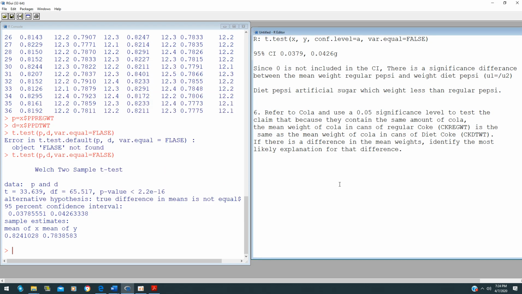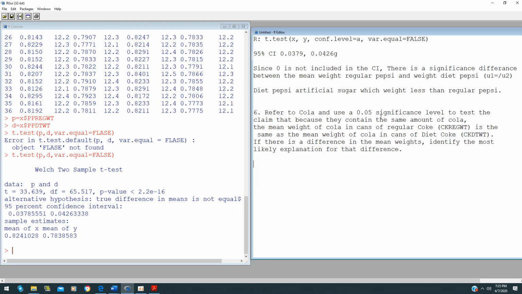This is 9.2, doing hypothesis testing and confidence interval for a population mean with two population mean independent samples case. So this is question 6. Refer to COLA and use a 0.05 significance level to test the claim that because they contain the same amount of cola, the mean weight of the regular Coca-Cola is the same as the mean weight of the diet Coca-Cola. And then if there's a difference, identify the most likely explanation for the difference.